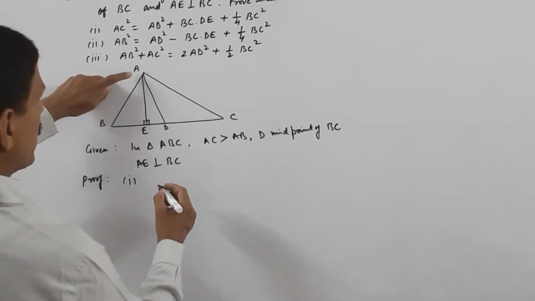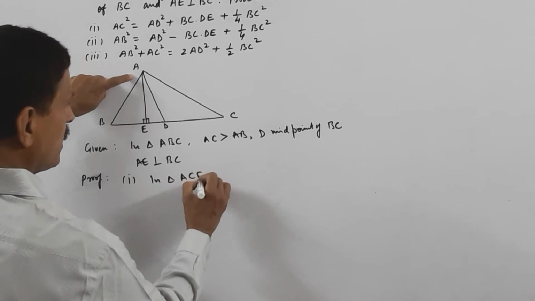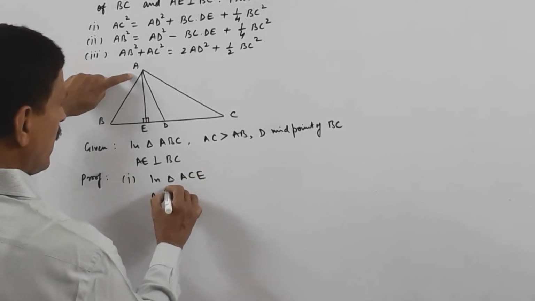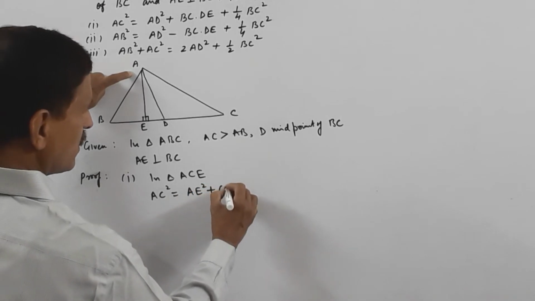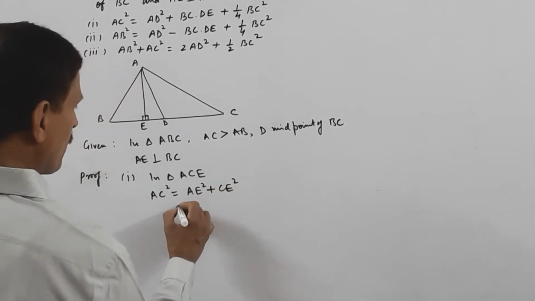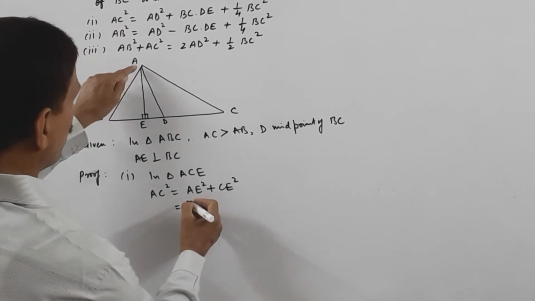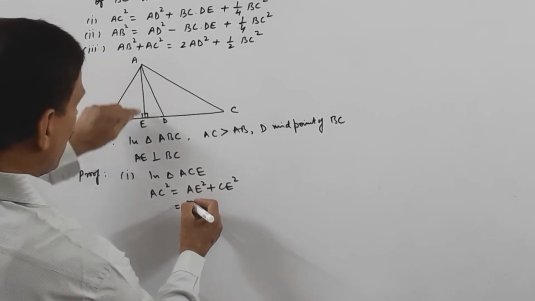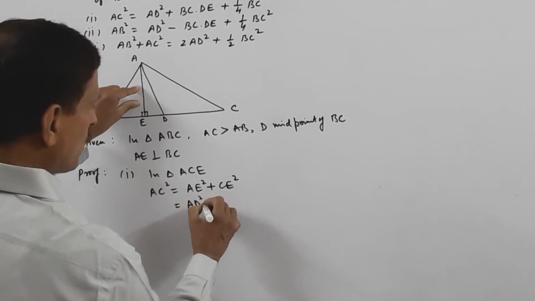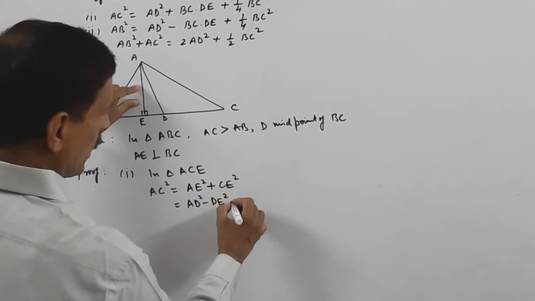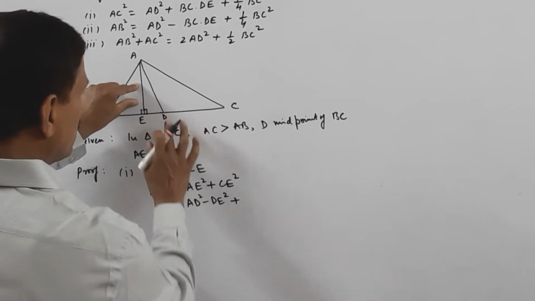To prove it, we consider triangle ACE. In triangle ACE, AC square is equal to AE square plus CE square. Because we require AD square, so now we switch over to triangle ADE, where AE square is equal to AD square minus DE square. So this is AD square minus DE square plus CE may be written as CD plus DE.